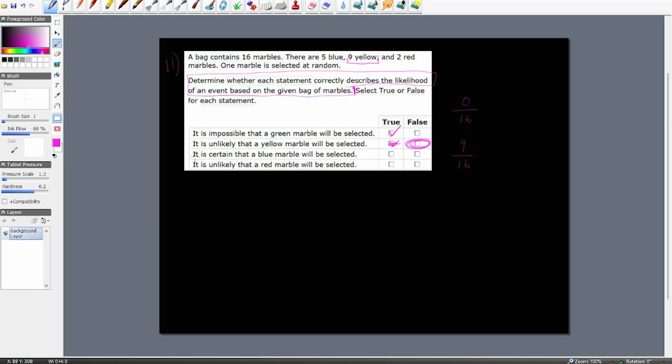Let's go to the next one. It is certain, that means 100% sure, guaranteed, that a blue marble will be selected. Well, out of the 16, only 5 are blue. That's not 100%. It would have to be 16 over 16 to be 100%. So that's definitely not true.